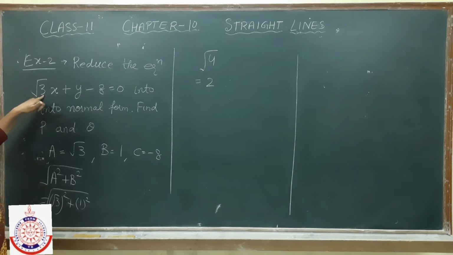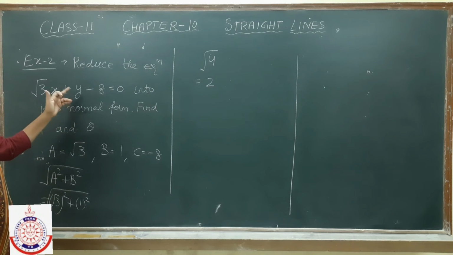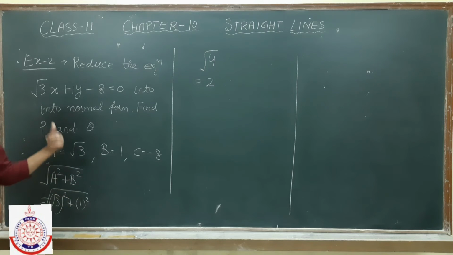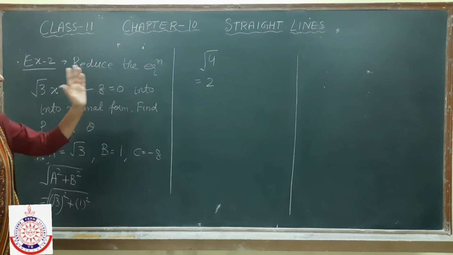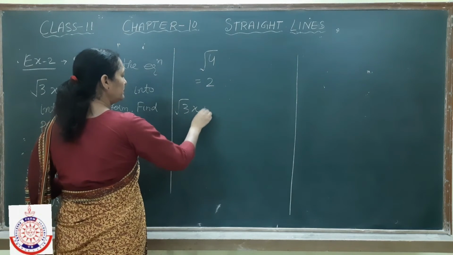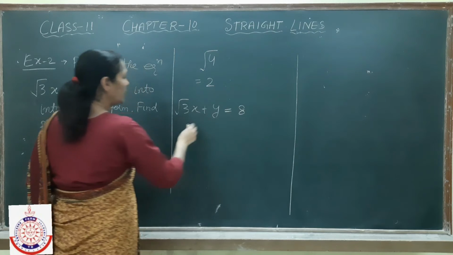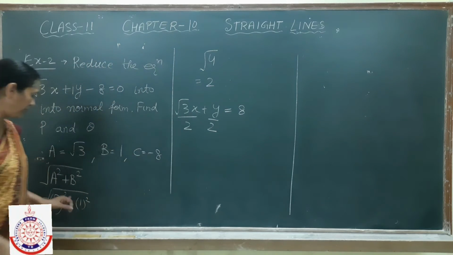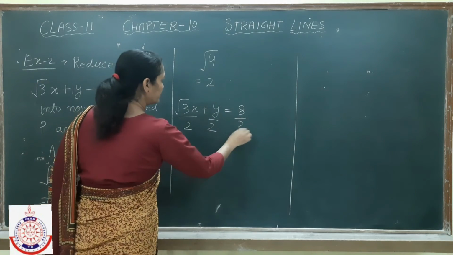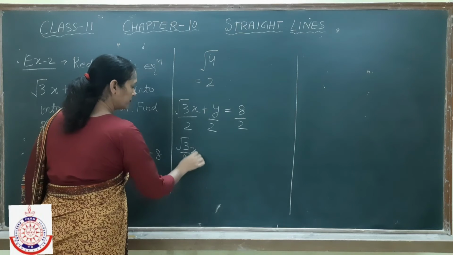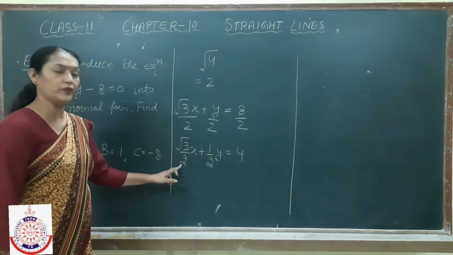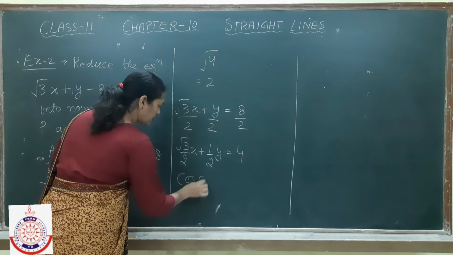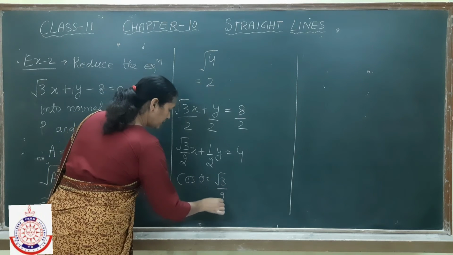Cos theta is a upon under root a square plus b square, and sin theta is b upon under root a square plus b square. And the perpendicular distance is p upon under root a square plus b square. That means we have to divide all the terms, shifting the constant to the other side, by this value of under root a square plus b square. So cos theta is root 3 upon 2.